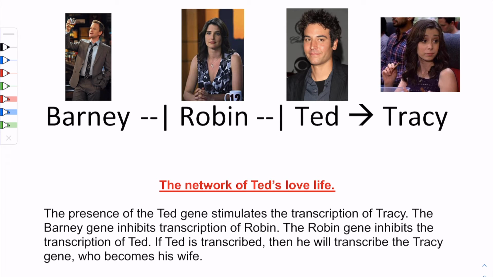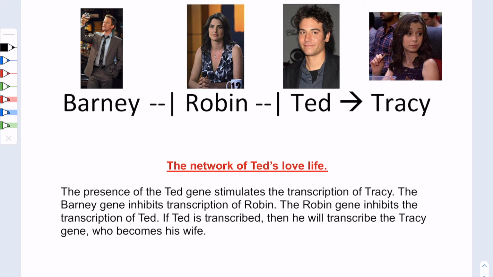she will not be present, and therefore she will not be able to inhibit Ted. So if Barney falls in love with Robin, she will not fall in love with Ted, and Ted will fall in love with Tracy. So the representation for this developmental network is Barney, who's repressing Robin, who's repressing Ted, who activates Tracy.